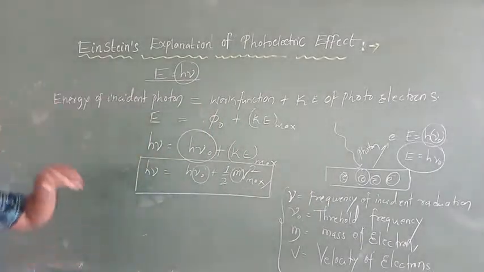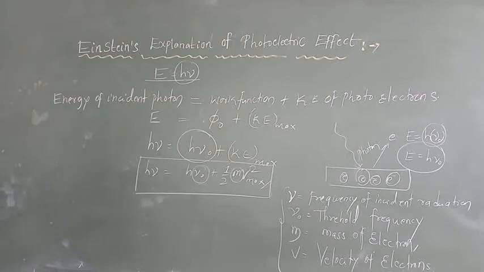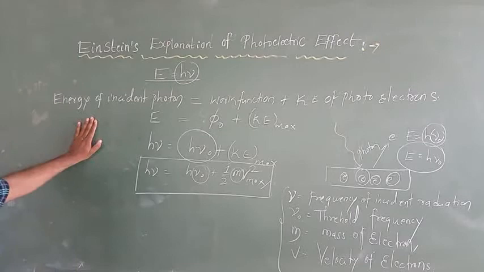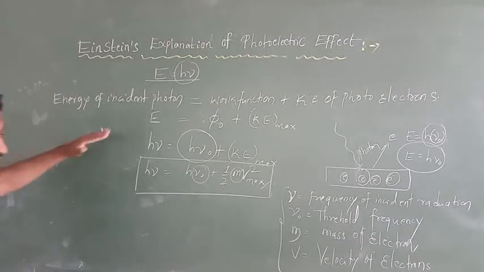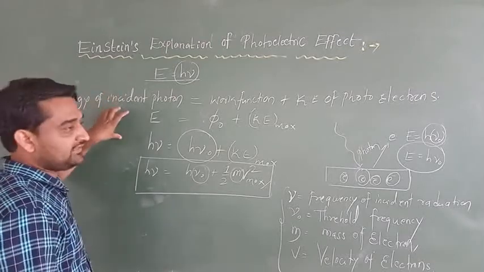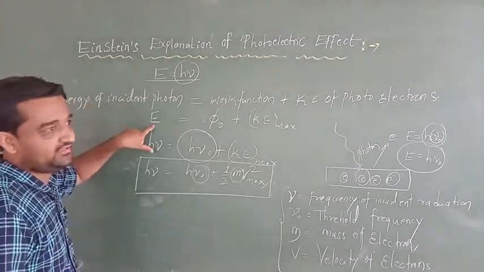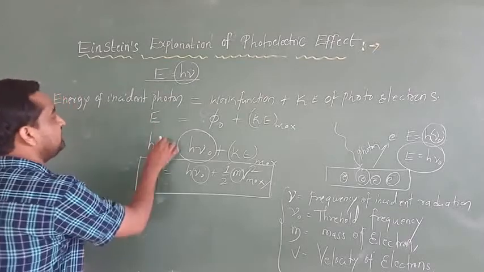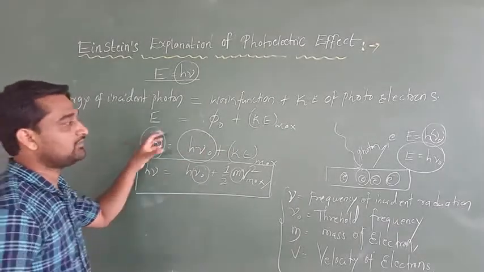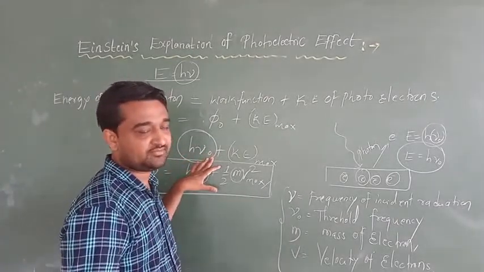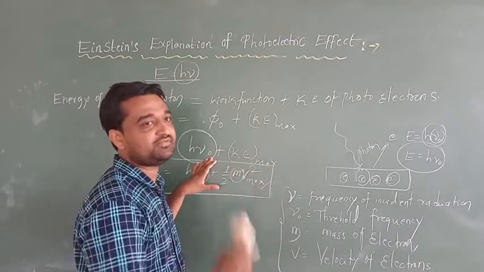So this is the important point regarding the Einstein photoelectric equation and the explanation of photoelectric effect based on Planck's quantum theory of radiation by Einstein. So there is an incident photon which has the energy E is equal to h nu. This amount of energy is incident on the metal surface. Some amount of that energy goes to the work function, the minimum amount of energy required to liberate the electrons from the metal surface.